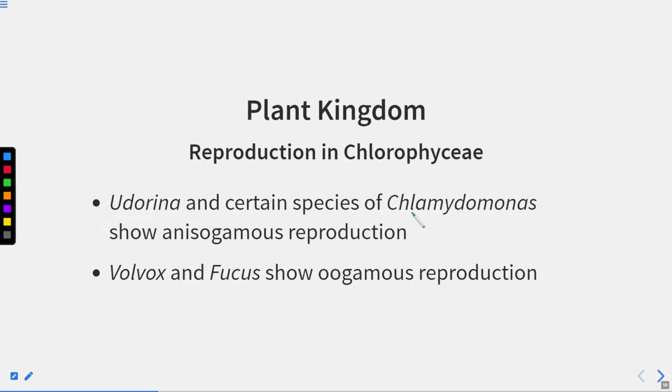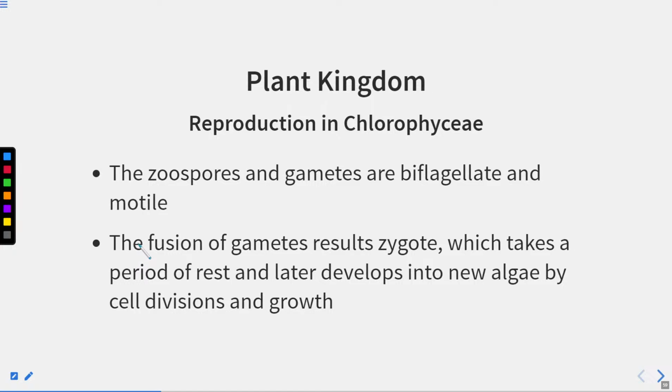Eudorina, certain species of Chlamydomonas, shows the anisogamous mode of reproduction. Means their gametes are morphologically or physiologically dissimilar. Volvox and Fucus show the oogamous type of reproduction. So in this case, the female will have non-motile gamete and the male will have motile gametes. So you have to understand and memorize the examples of the 3 different types of sexual reproduction, right?